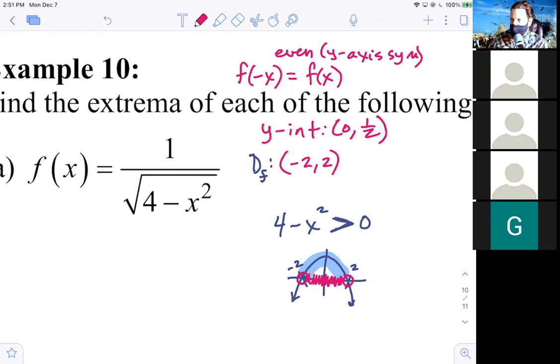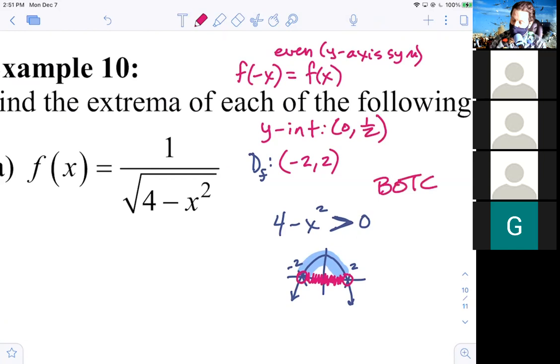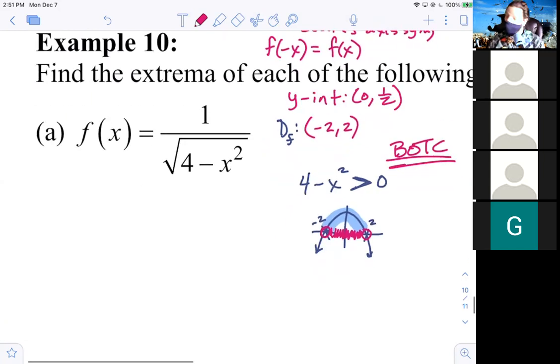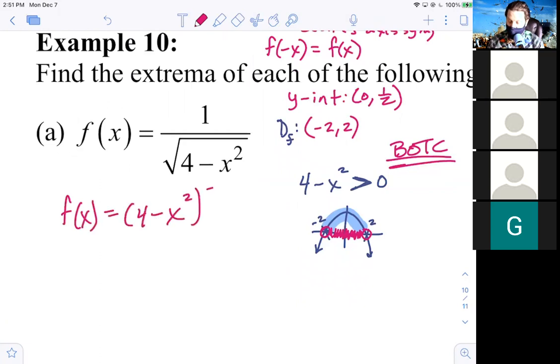So let's see. I think it's time to BOTC. What do you say? Let's bust out the calculus. Get out the good stuff. Now, I could use the quotient rule here, but because it's a constant in the top, I think it'll be a little bit easier if I just bring this whole quantity to the numerator and set it to the -1/2 power. And now I can use the chain rule.